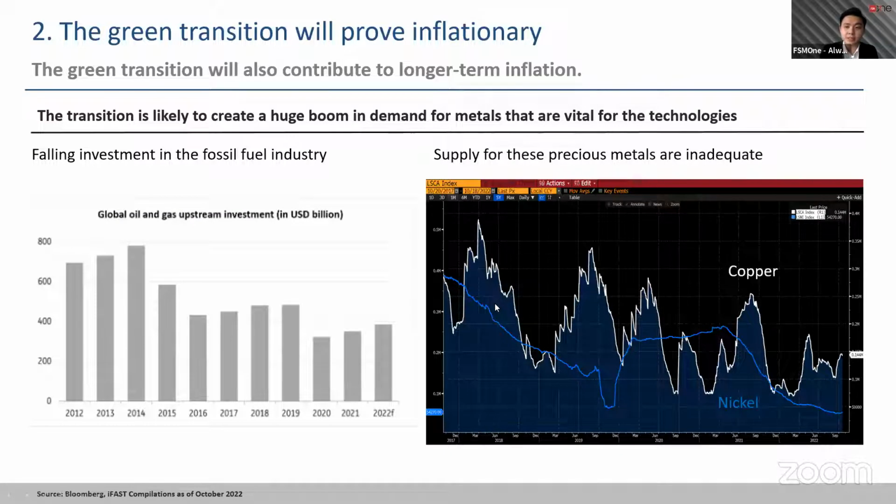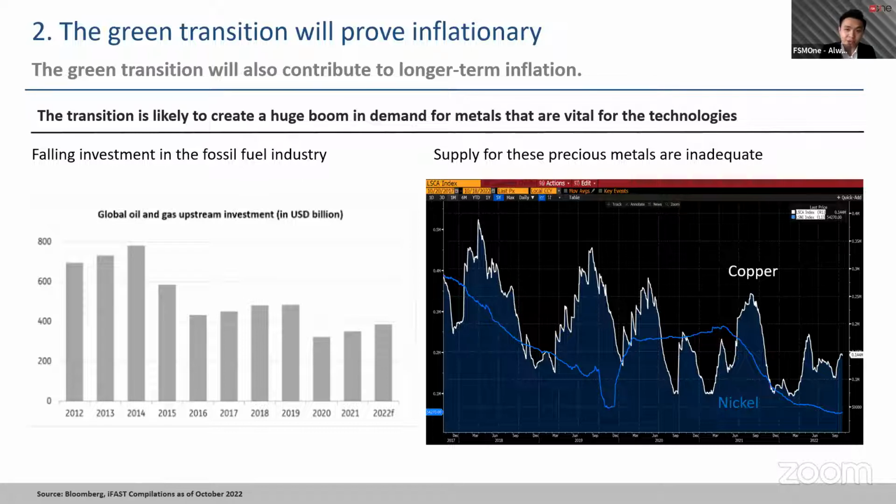Next, the green transition will also contribute to longer-term inflation. In the past few years, the emphasis on green transition has caused heavy underinvestment in traditional dirty energies such as coal, oil, and natural gas. As you can see, global oil and gas upstream investment has been on a declining trend, which has caused these commodities to be undersupplied, with lower production and lower supply, and eventually higher prices for them.